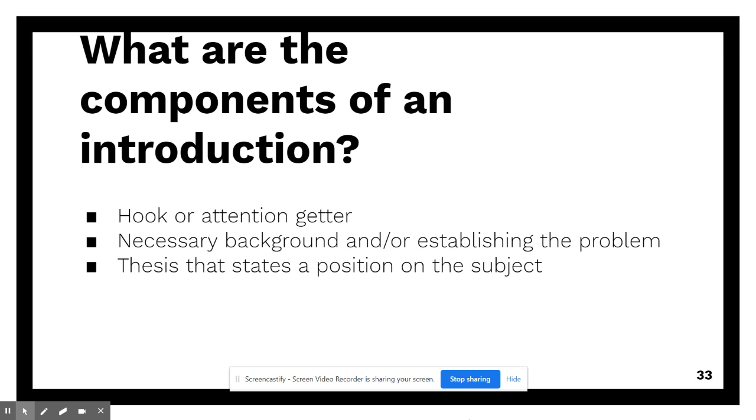So think about the introduction being almost like the shape of a funnel, where you're starting a little bit more broad with this interesting information and starting to get more and more specific until you get to the thesis. And the other thing that you need throughout the introduction are transitions to connect all the ideas.